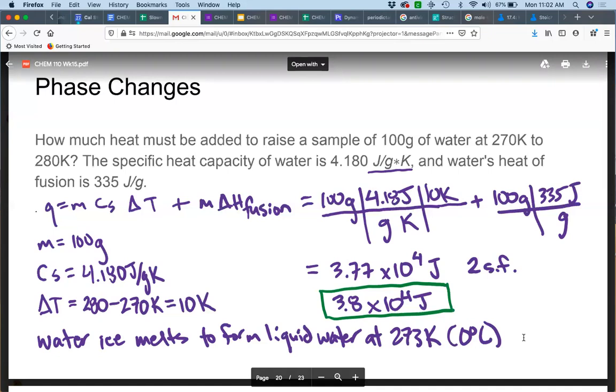Dr. Corinne? Yep. I didn't get why we are adding the water's heat of fusion. We can just find the energy by multiplying m times the heat capacity times the delta T, but I don't understand why we're adding the heat of fusion.